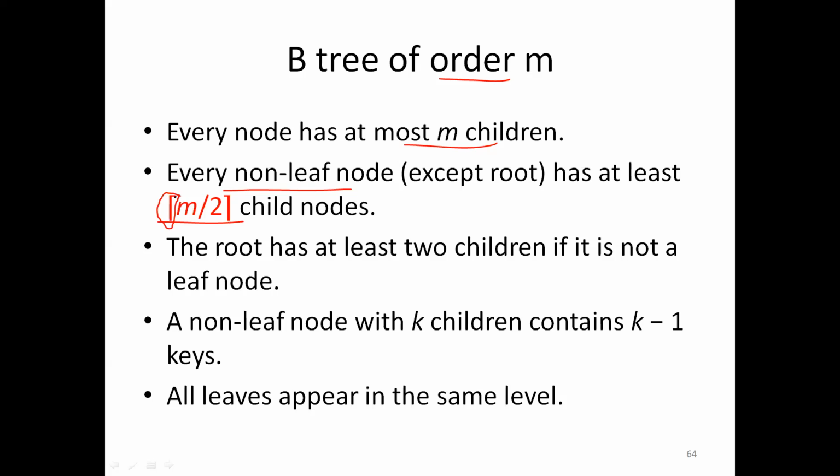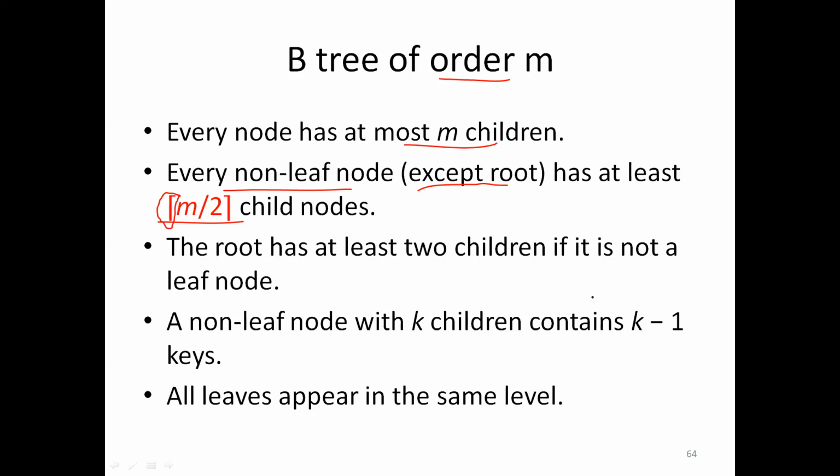While explaining the B tree, you have to mention this ceiling operator. That is important. How many child nodes can a non-leaf node, except the root node, have? Non-leaf nodes represent the internal nodes, and the internal nodes can have at least m by 2 children. The root has at least 2 children if it is not a leaf node, so keep in mind the root will have 2 children. A non-leaf node with k children contains k minus 1 keys.